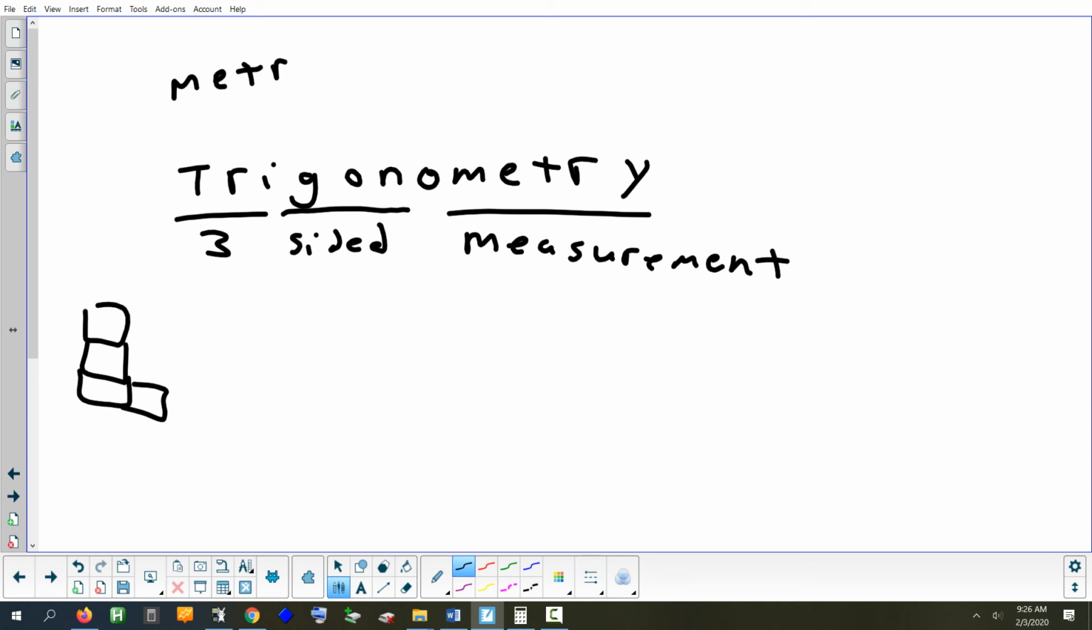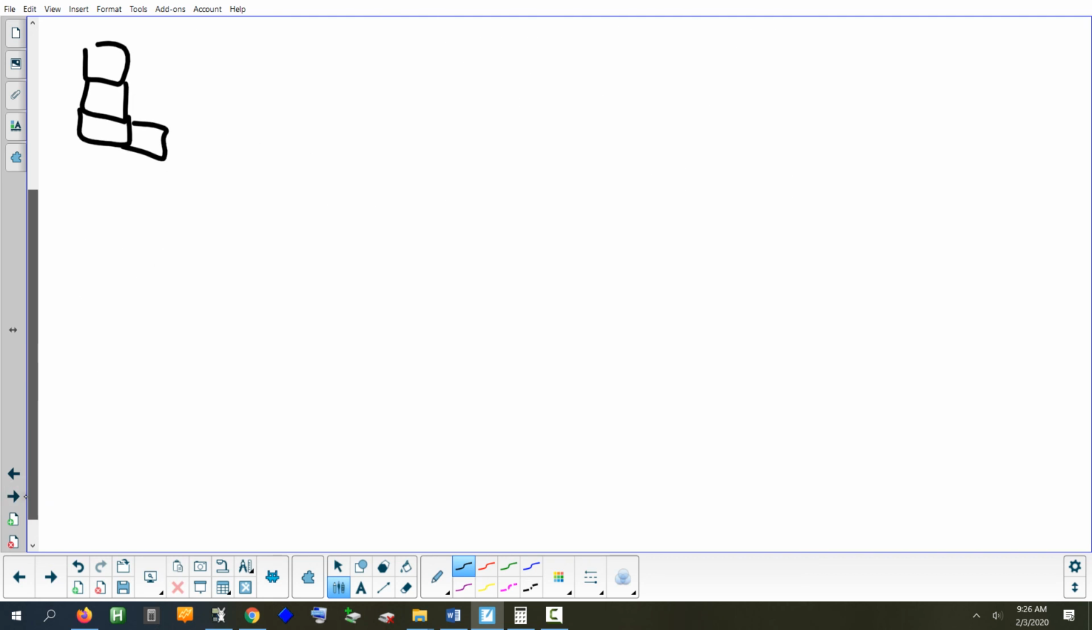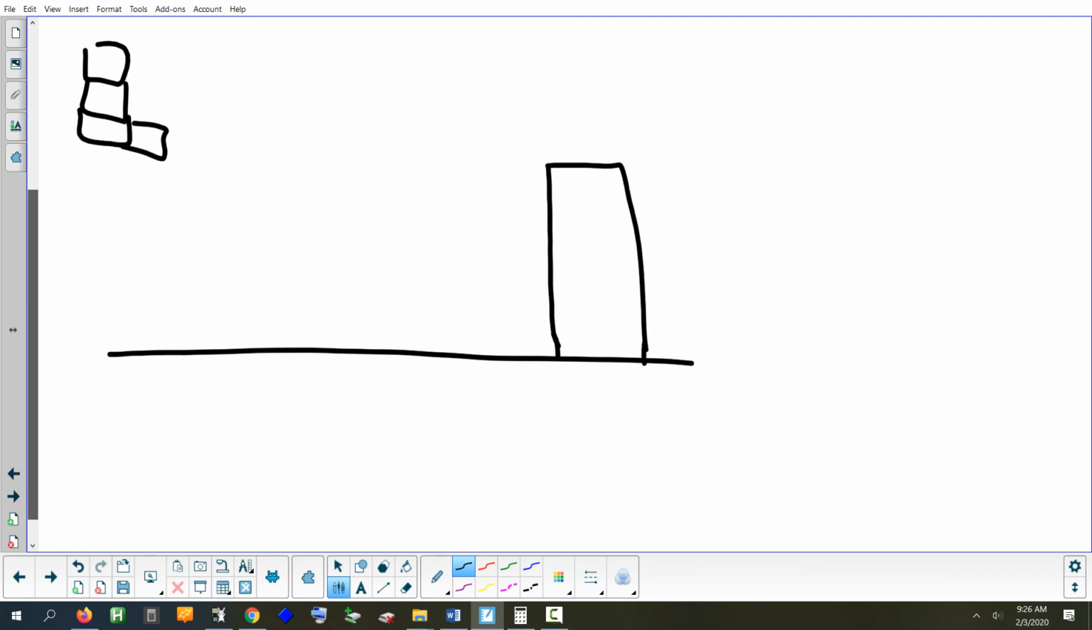So what we're basically doing is measuring triangles. That's what trigonometry is. Measuring triangles. So really, really quick basic example. There's the ground. You've got a building over there. You're standing here, and you know that you're standing 100 feet away from the building. How do you know that? I don't know. You measured it. And let's say that you're looking up at the top of the building, and you know the angle you're looking at.